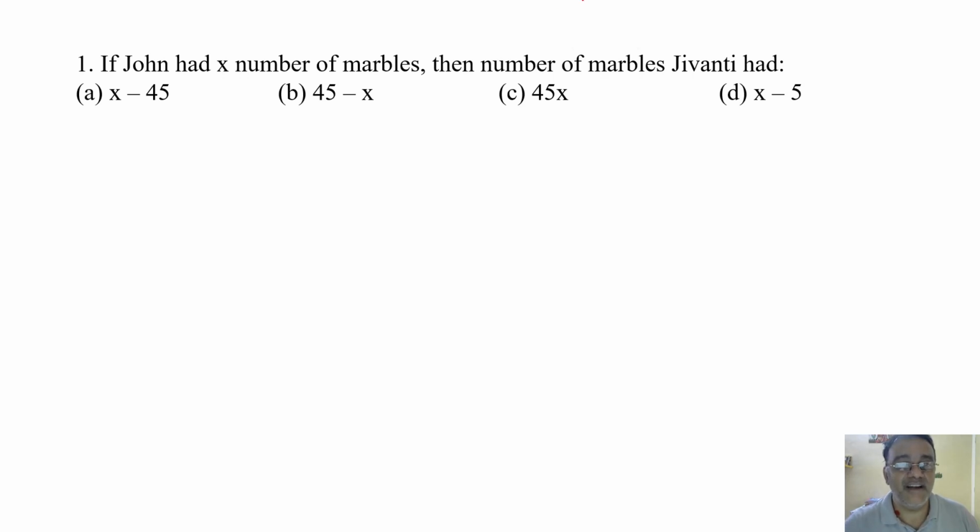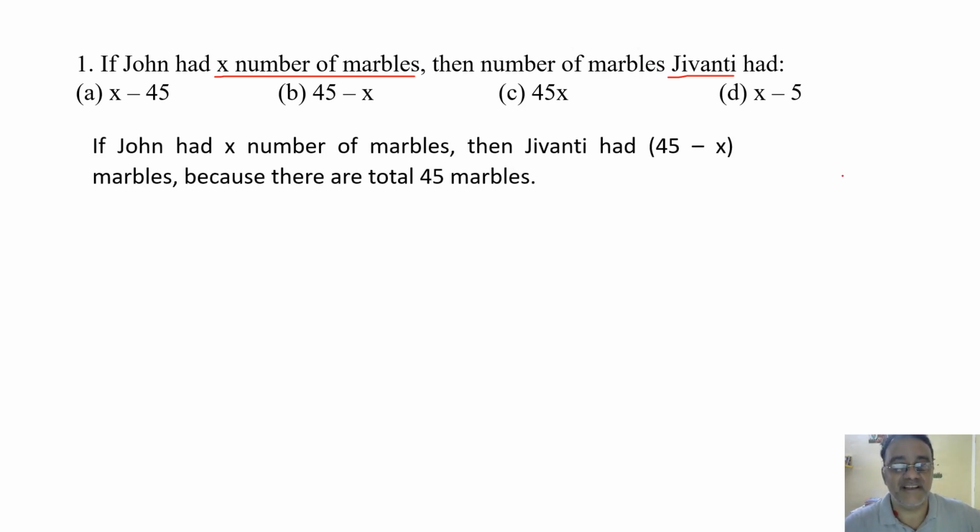If John had x number of marbles, then how many marbles with Jivanti? It's very easy. Total number of marbles is given, 45. So if John has x, how many will Jivanti have? 45 minus x. Yes, 45 minus x. And the correct option is Option B.